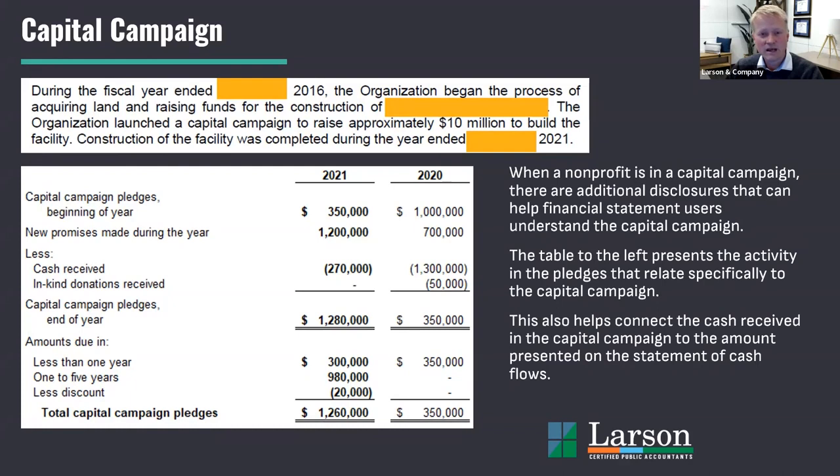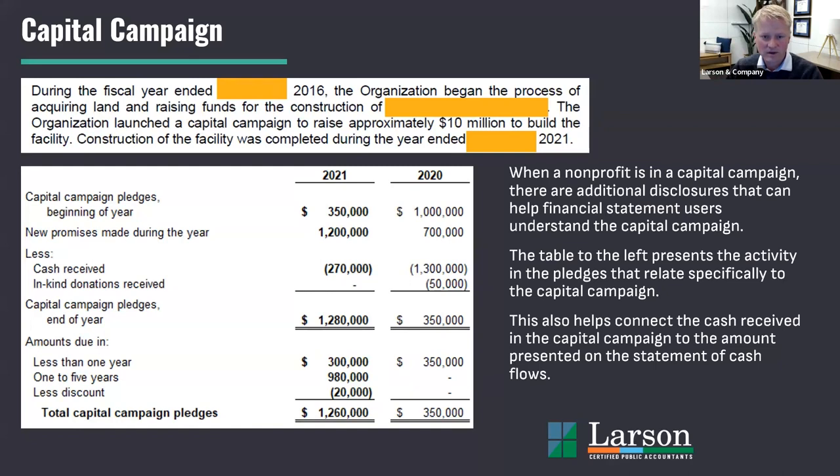And so if you are in a capital campaign, you can help users of the financial statements understand the capital campaign, where you're at in it. The table to the left just presents the activity and the pledges that relate specifically to the capital campaign. So you are required to disclose the total pledges, but if you want to include some additional information on the capital campaign, you can break them out here in an additional disclosure.